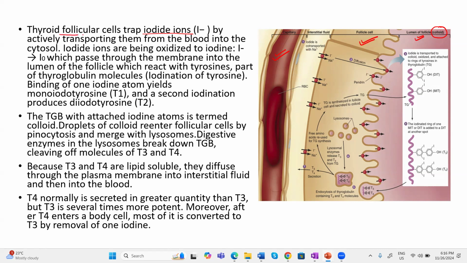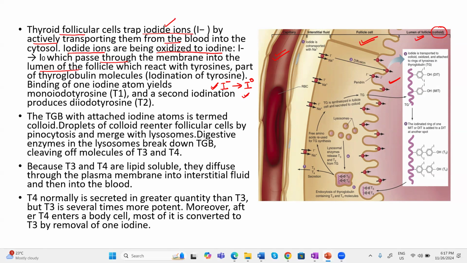So, thyroid follicular cells will trap iodide ions by actively transporting them from the blood. Now, these iodide ions will be oxidized to iodine. Means this one will change into this one. Is it clear? It changes into iodine. Please understand, this is iodide ions and this is iodine. Now this iodine will then diffuse across the membrane into the lumen. So it passes through the membrane into the lumen of the follicle.